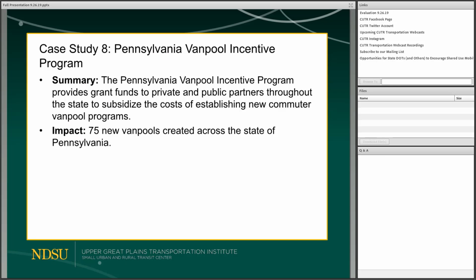PVIP was launched with an initial allocation of $1 million from PennDOT and has created several partnerships with private companies and transit agencies to operate the van pools in the state. The program has expanded the availability of van pool options and reduced the cost for van pool commuters as well. PVIP has so far supported the creation of approximately 75 van pools in the state, with potential to create even more in the years ahead.